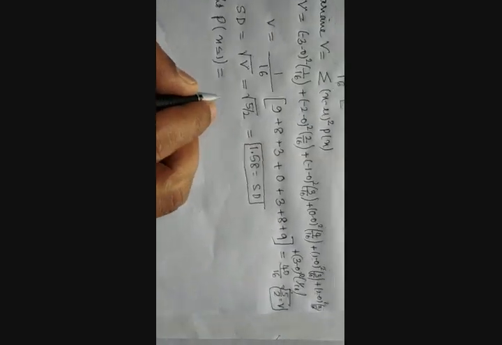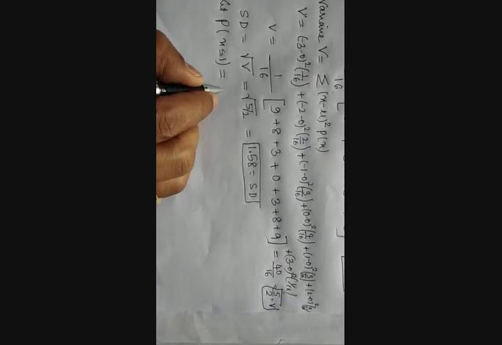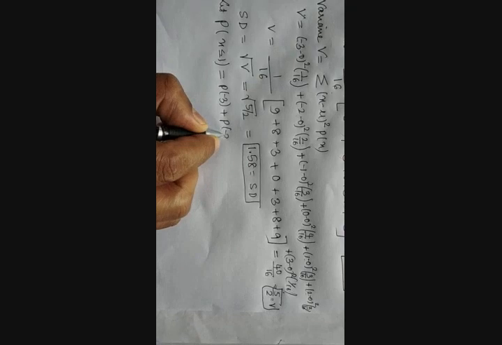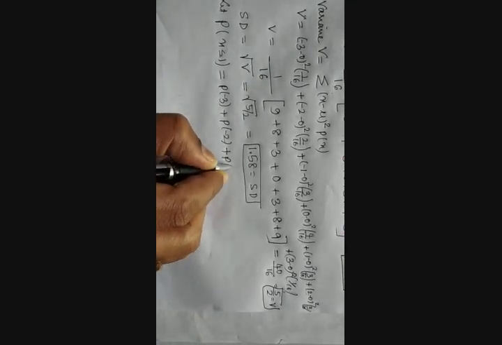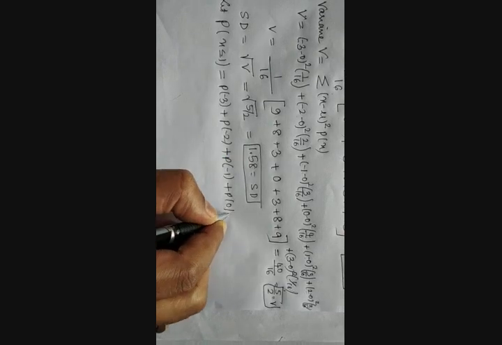It will be added. So you can see here, probability of minus 3, probability of minus 2, probability of minus 1, probability of 0, even probability of 1 also, because it is equal to. So it is probability of minus 3 plus probability of minus 2 plus probability of minus 1 plus probability of 0 plus probability of 1.